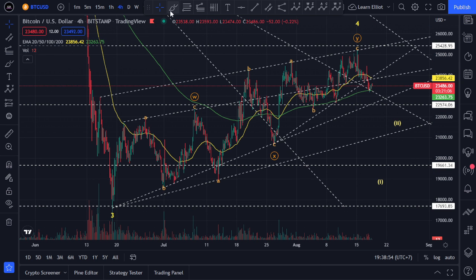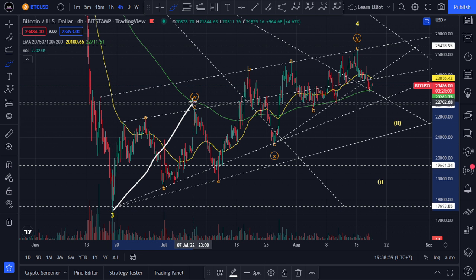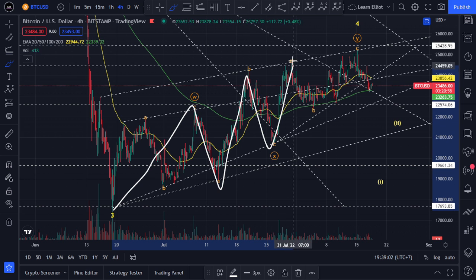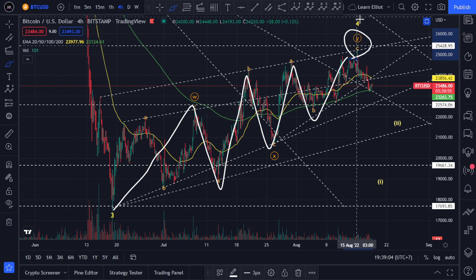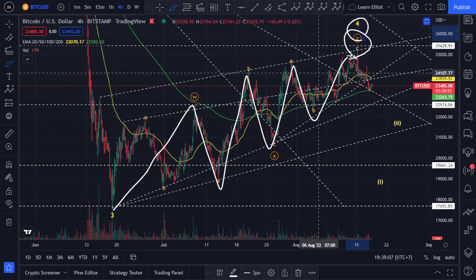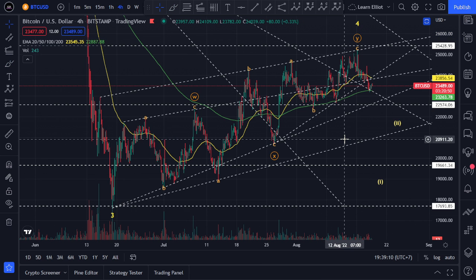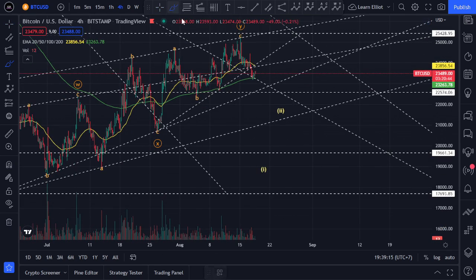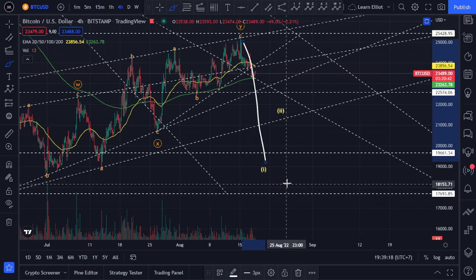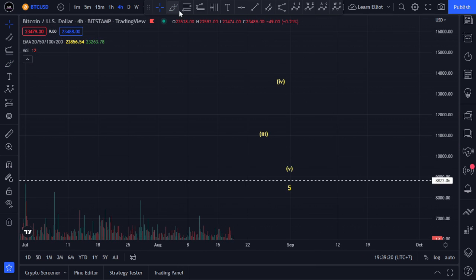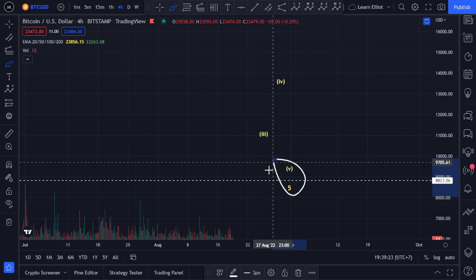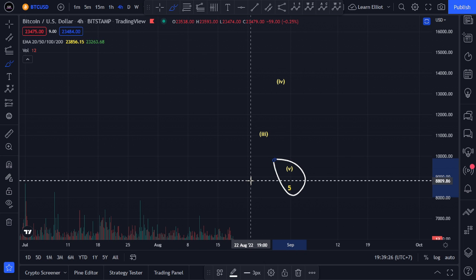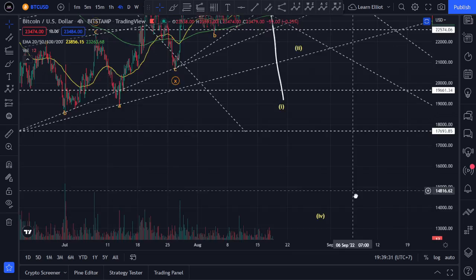So inside this fourth wave, we have a WXY corrective pattern, which is an ABC for W, another ABC for X, and an ABC for Y. And I assume that this completes the fourth wave here. After that, we will be having a major impulsive move down to complete the fifth wave, which is somewhere around here that I calculate from the all-time high, which is around 8,800. The 1.618 Fibonacci retracement will be the ideal target for the wave 5.